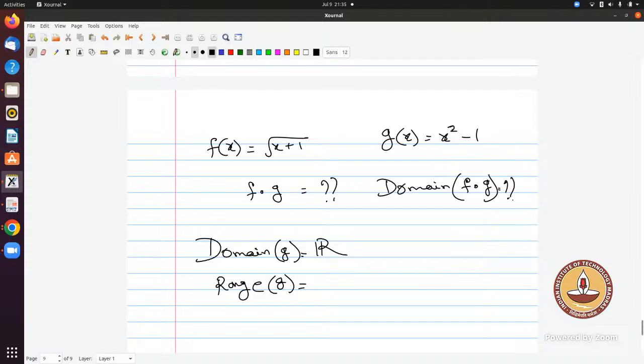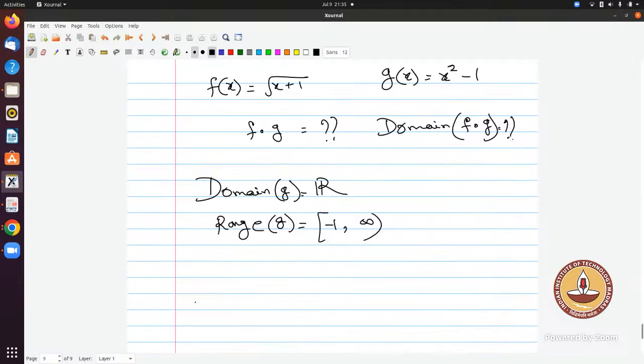Okay, no issue. So x square has minimum value 0, right? So the minimum value of this function will be minus 1. From minus 1 to infinity, I will get anything. So this is the range. And do you know what is the domain of f?